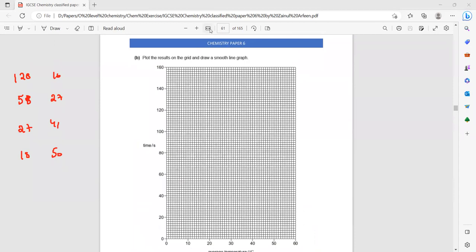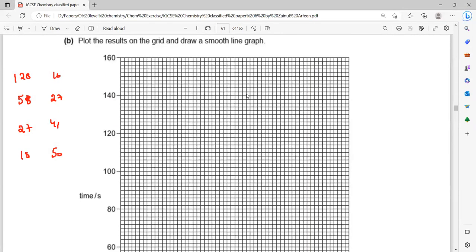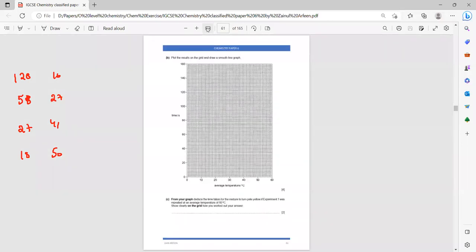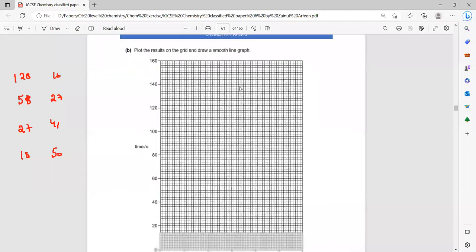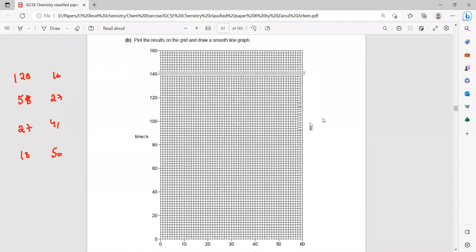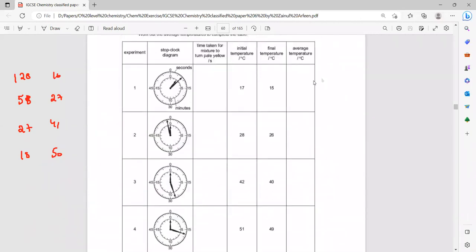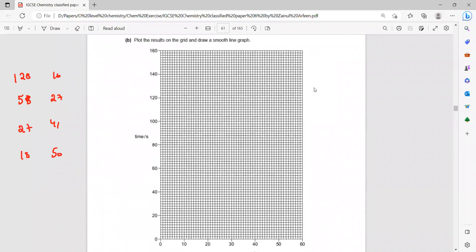Then we have the grid. Plot the results on the grid and draw a smooth line graph. Smooth line graph means we don't have to use a ruler. For a smooth line graph, you don't need a ruler, just a point-to-point connection you have to make. So what we have is time, which is in seconds, and the average temperature.